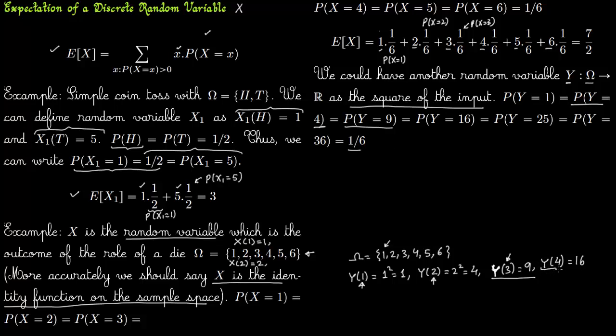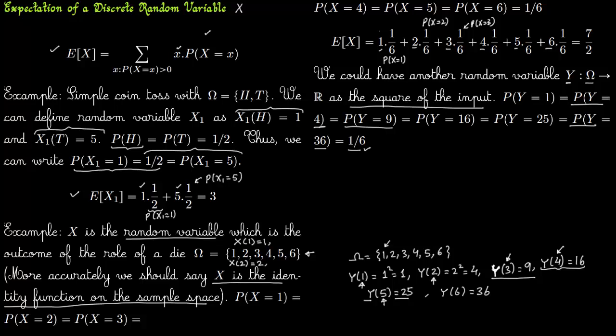So probability that y takes value 16, the input is 4, so the probability is associated with this input number that is in the sample space. So the probability here is again 1 by 6. Probability that y is 25, so y acts on 5 to give you 25. So probability that y is equal to 25 is probability of getting a 5, which is again 1 by 6. Then the final one is y acting on 6 gives you 36. So probability that y is equal to 36 is same as the probability of rolling a 6, and probability of rolling a 6 is 1 by 6.